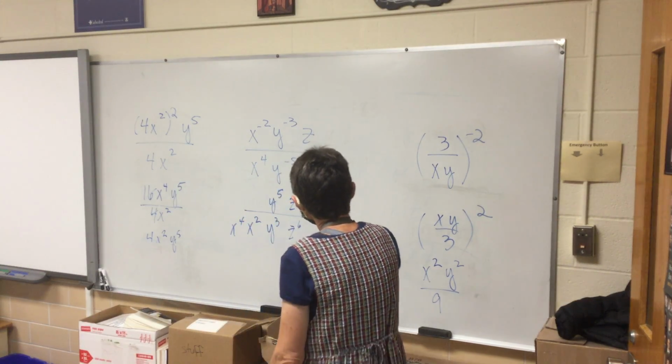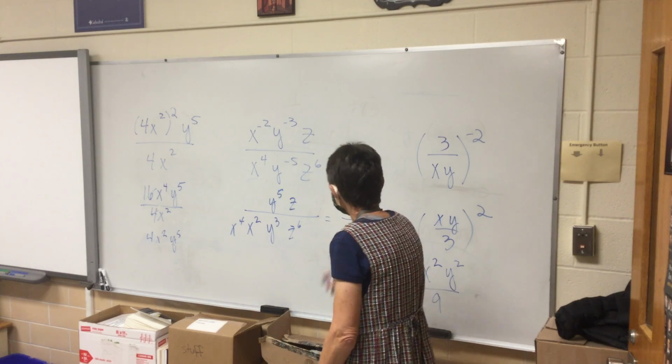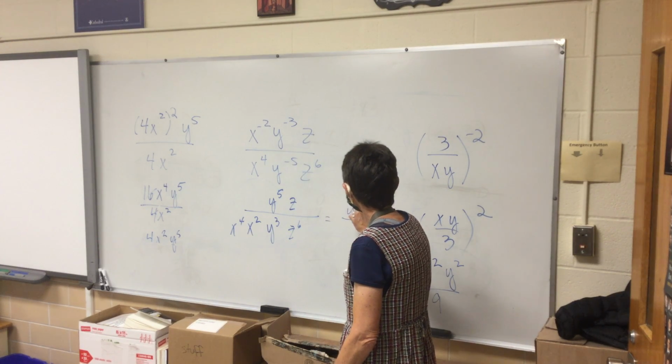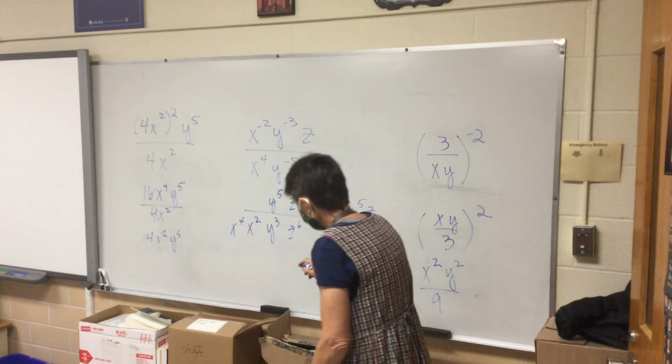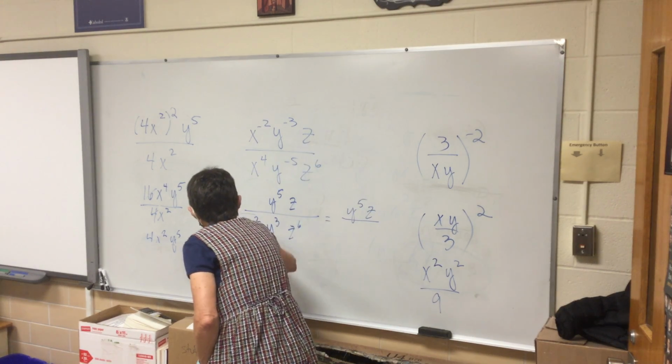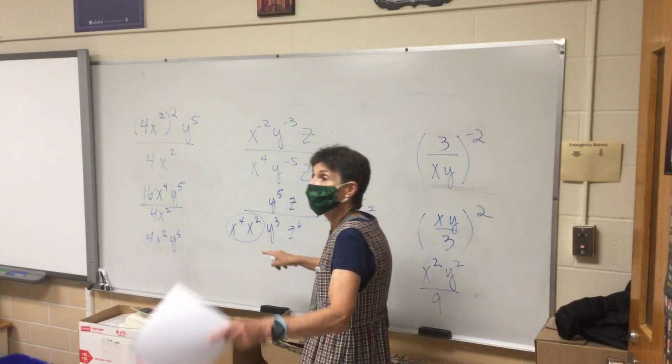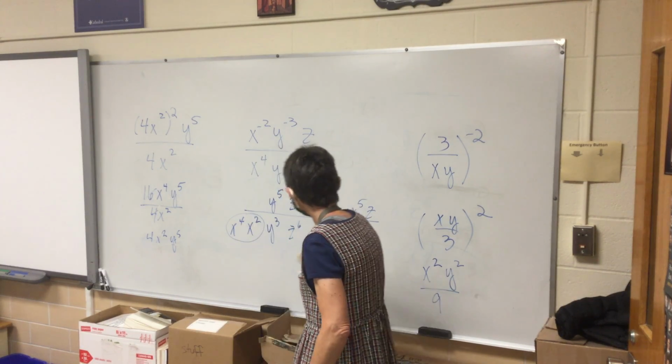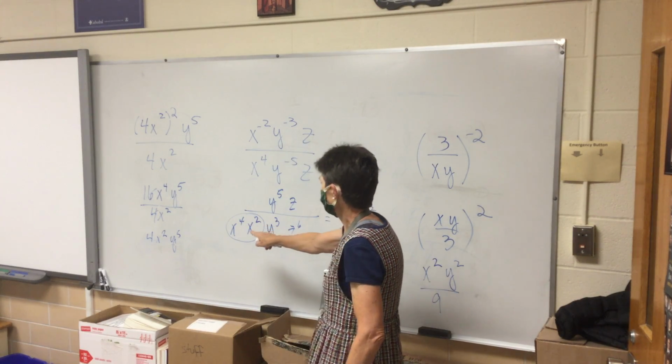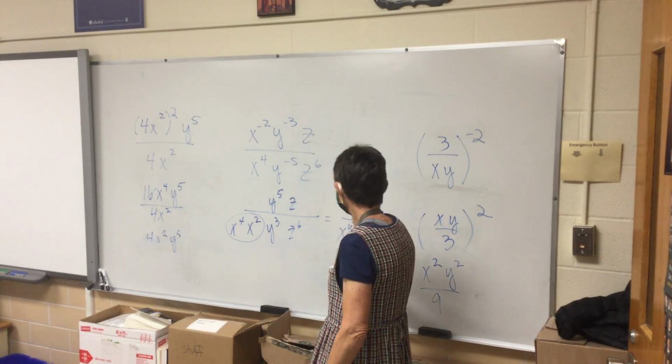All right, so here we go. I'm just going to leave the top alone. Now look on the bottom. What do we have right here? X to the what? 6. Nice. We have 4 of them and 2 of them.